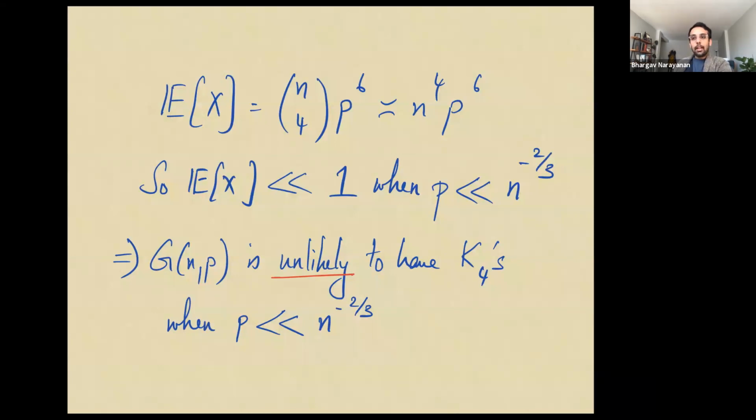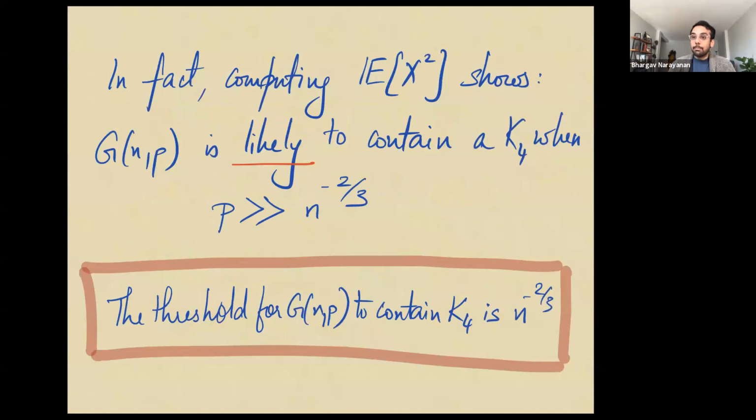Okay, well, as quite a few of you already know, this is more or less the truth if one computes the second moment of the same random variable. Then one can show that when p is much bigger than n to the minus 2/3, G(n,p) almost certainly will have many copies of the complete graph on 4 vertices. And we'll summarize both of these calculations together by saying that the threshold for G(n,p) to contain a K4 is n to the minus 2/3. So when you're much smaller, you don't see any K4s, and when you're much bigger, you start seeing them.